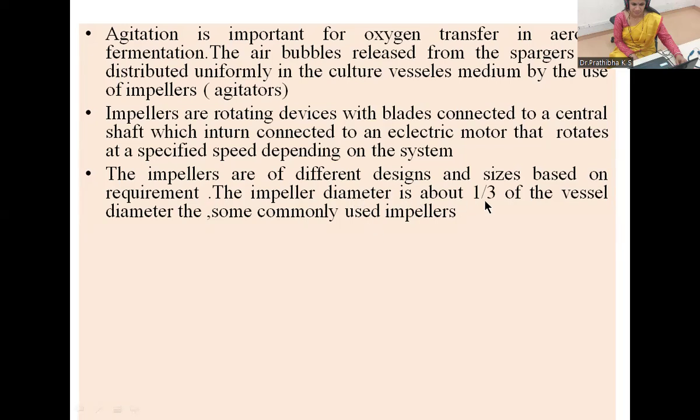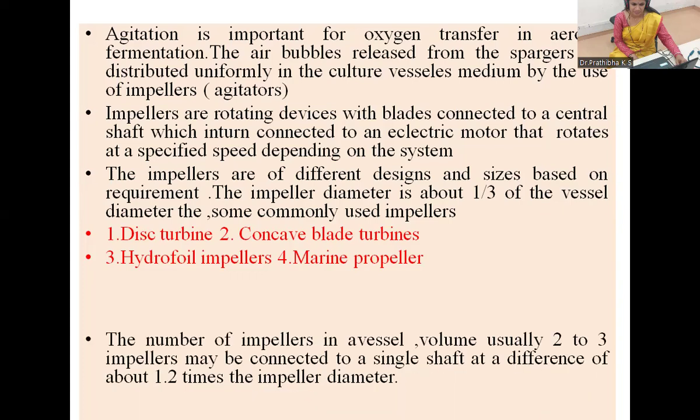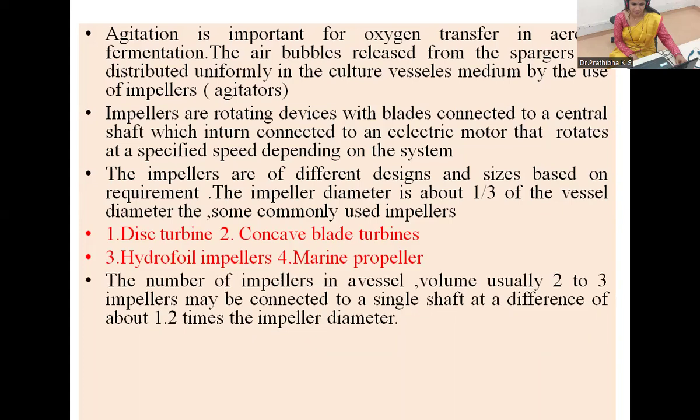The impeller diameter is about 1/3 of the vessel diameter. Some commonly used impellers are disc turbine, concave blade turbines, hydrofoil impellers, and marine propeller. There are many other impellers, but I have given here a few of the main commonly used ones. So what are those? Disc turbine, concave blade turbines, hydrofoil impellers, marine propeller.